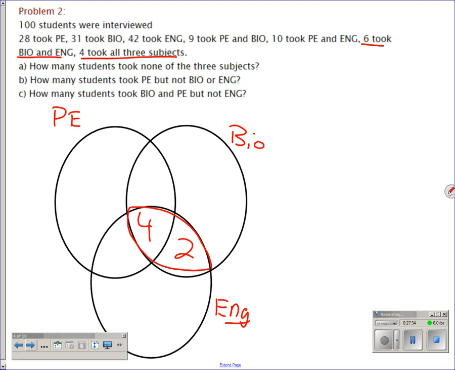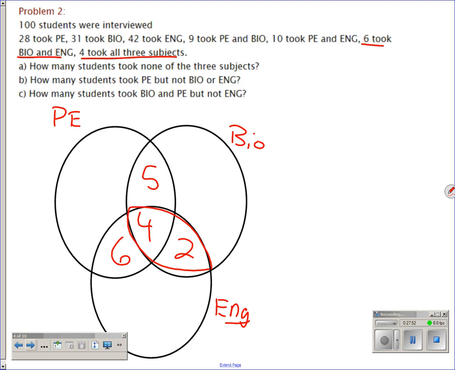Let's keep going. So PE and English. So here's PE and English. What goes here? 6, because it's 10 total. Same thing between PE and biology. That would be what here? 5, because it adds up to 9. Nice.